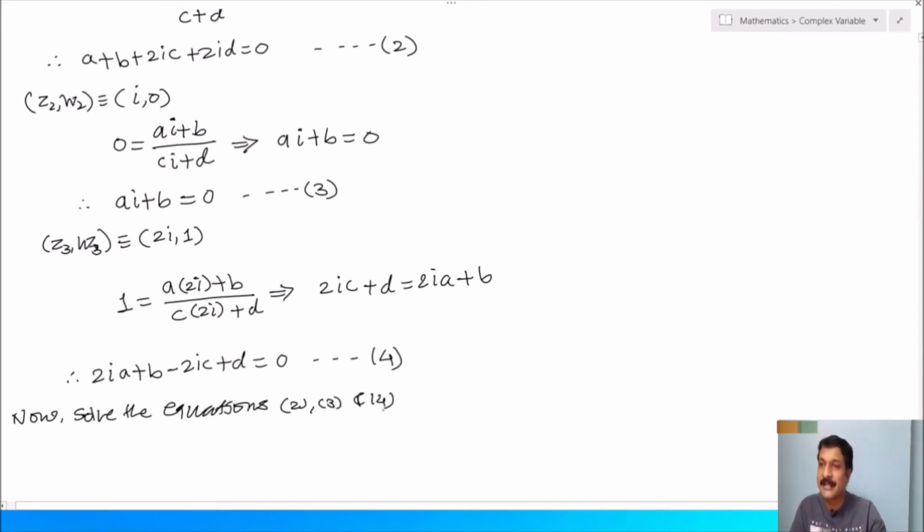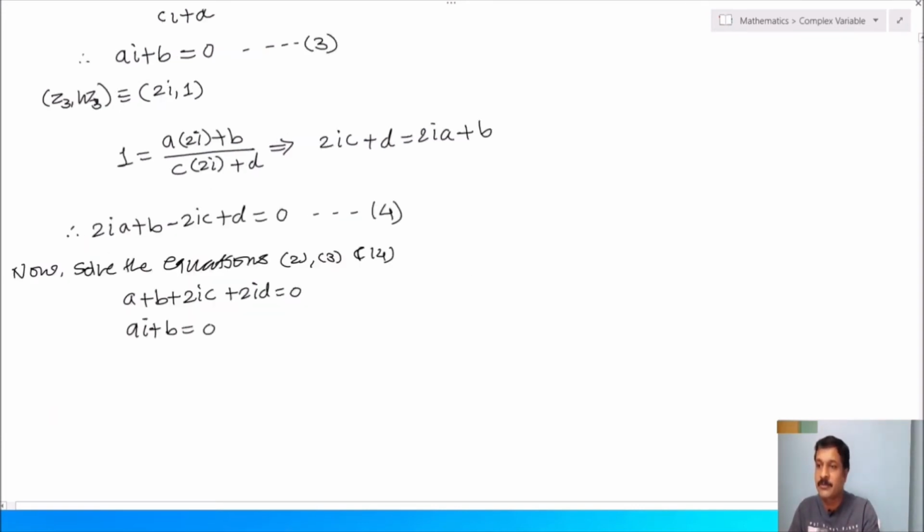So you just collect here all equations. Equation number 2 is A plus B plus 2iC plus 2iD equal to 0. Equation 3 is iA plus B equal to 0. And the fourth equation is 2iA plus B minus 2iC plus D equal to 0. Now we want to solve these equations.